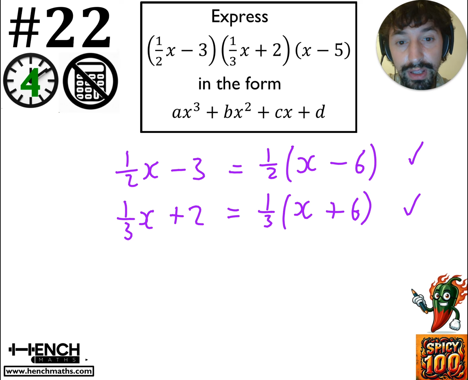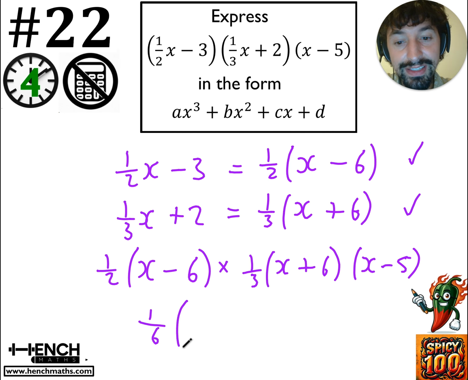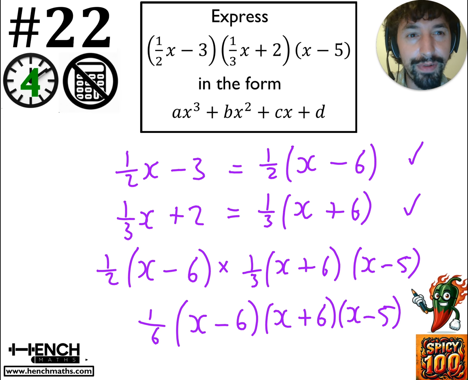So if we took the half, we've got a half multiplied by (x − 6) multiplied by a third multiplied by (x + 6) multiplied by (x − 5). So a half times a third is a sixth. So we get a sixth multiplied by (x − 6)(x + 6) multiplied by (x − 5). And actually that's a little bit easier, so you don't have to worry about your fractions until the end. So let's expand that now.